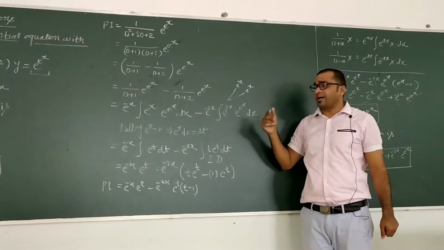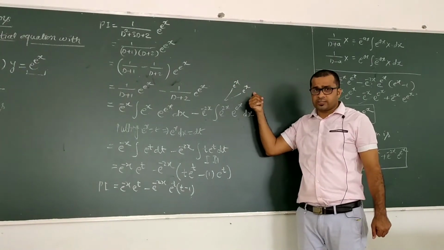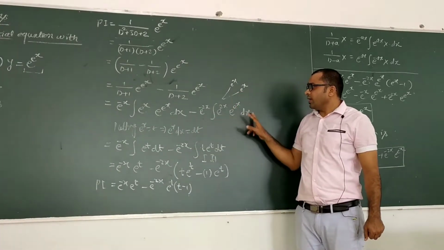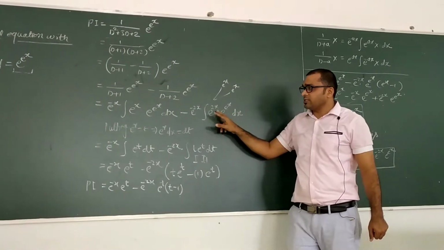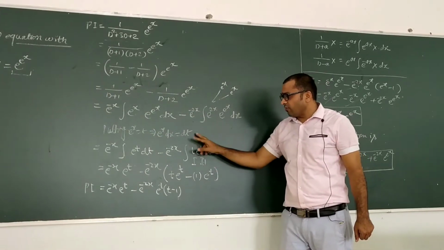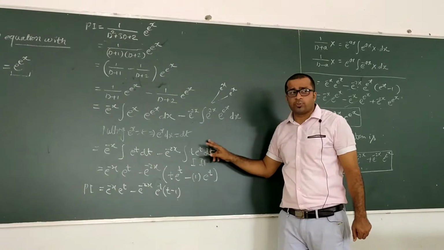The second integral now: in the second integral I break this e raised to the power 2x into two parts, that is e raised to the power x and e raised to the power x, and we replace e raised to the power x dx by dt. Then one e raised to the power x is left, that is replaced by t, and here we are having e raised to the power t. So we are having the integration of t e raised to the power t.